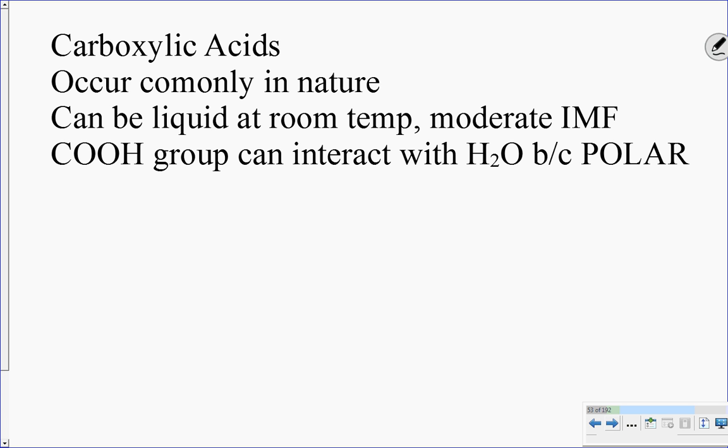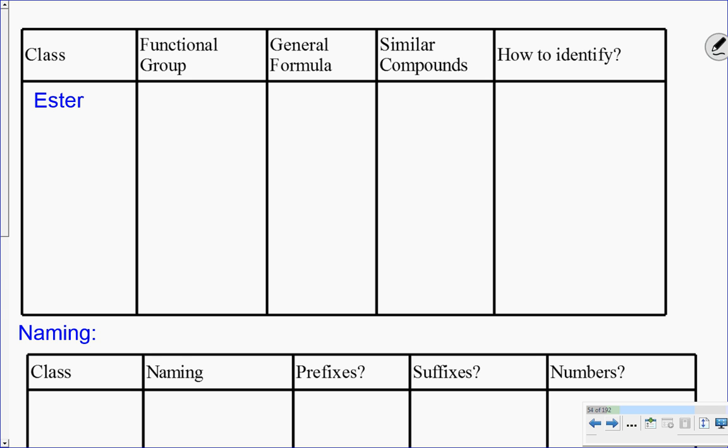Carboxylic acids is another name for the organic acids. This name is used kind of traditionally, so you might hear that from time to time. They occur commonly in nature. They can be liquid at room temperature due to their moderate intermolecular forces, and they have a COOH group that can interact with water because of the high polarity of these molecules.